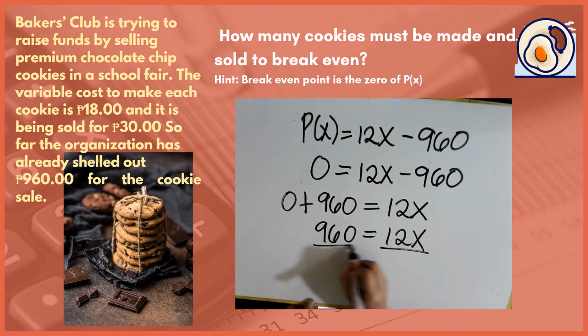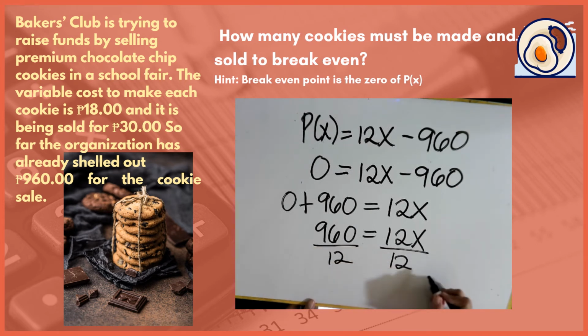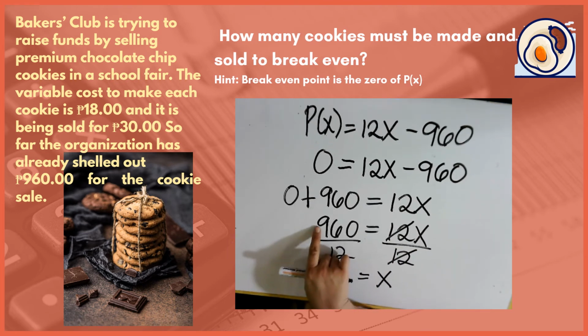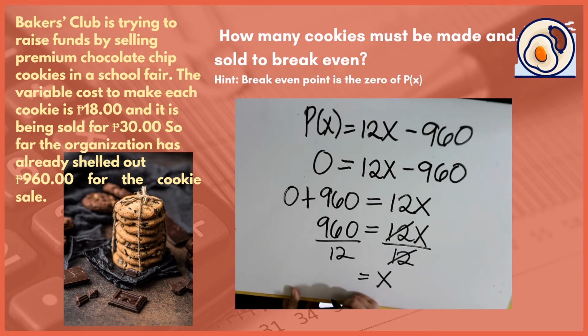So, di-divide natin both sides by 12 para ma-cancel na tong 12 na to at ang matitira ay si x na lamang. Bakit na-cancel? Because 12 divided by 12 is 1. So, what will be left is 1x or x. Then, let's divide 960 divided by 12 is equal to 80. Ayan. Sa makatuwid, para maging break-even o bawi lamang yung ating puhunan, kailangan makabenta tayo ng 80 cookies.